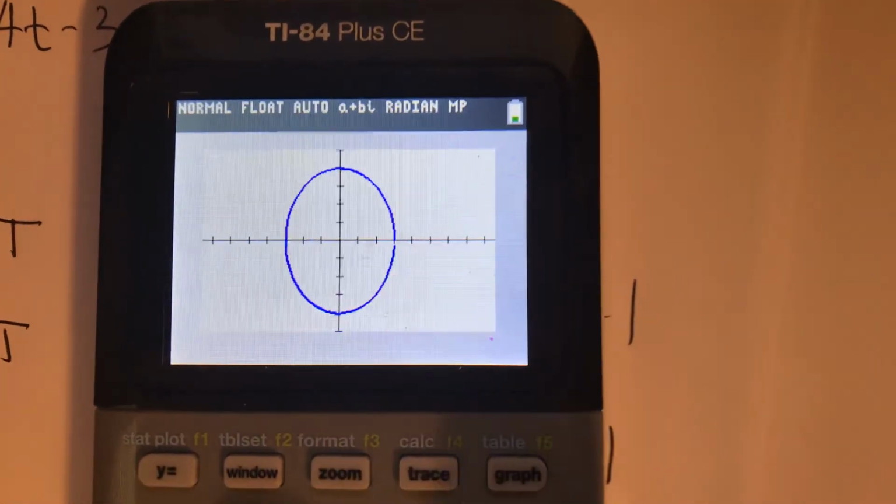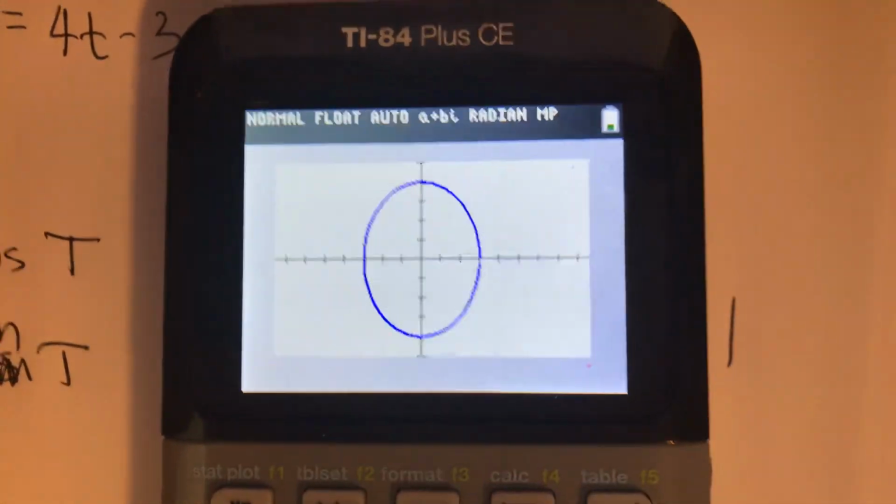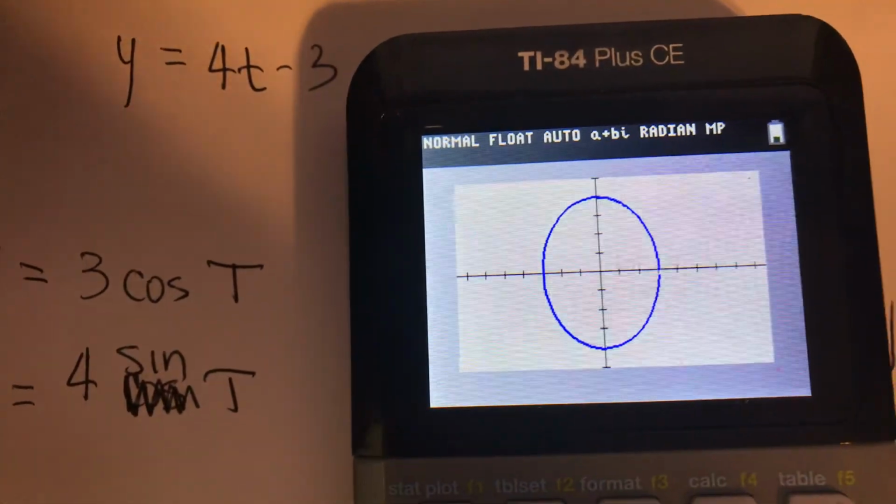Okay, so that's what you have to do with this particular section of parametric equations. Call me if you need anything.